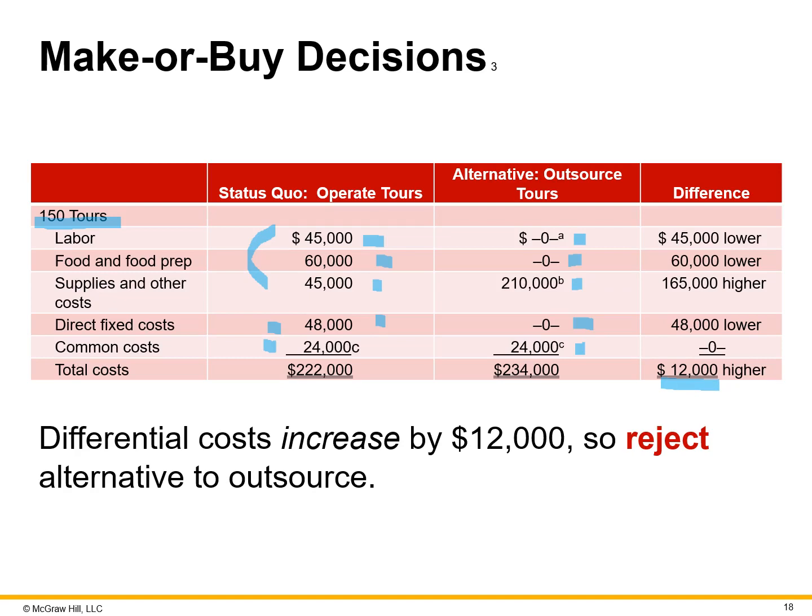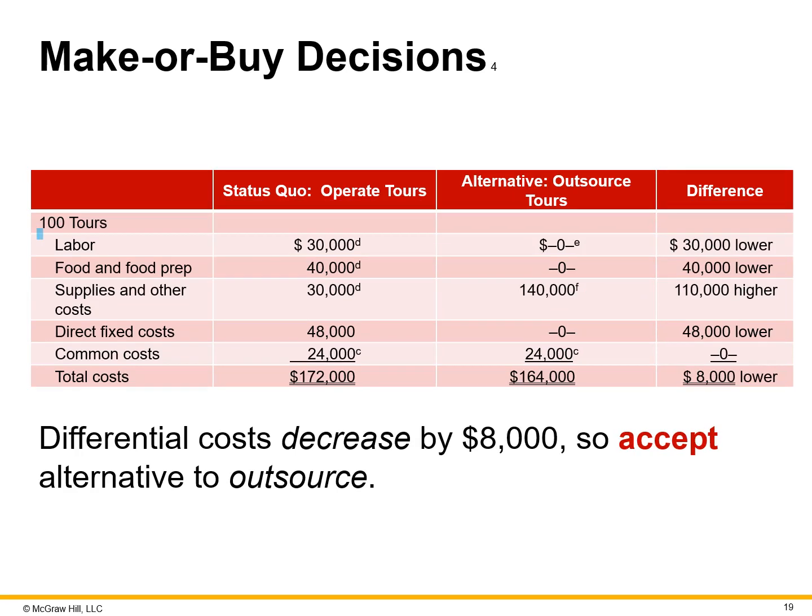Now let's see if we only do 100 tours. If we only do 100 tours, again, our sales revenue is going to be high enough to cover our variable costs. So we do have a contribution margin, but we have less contribution margin to cover our fixed costs. And so we compare that to if we outsource the tours, they're going to charge us $140,000, and then we're still going to pay the common cost of $24,000. So in this case, it's better to outsource the tours.